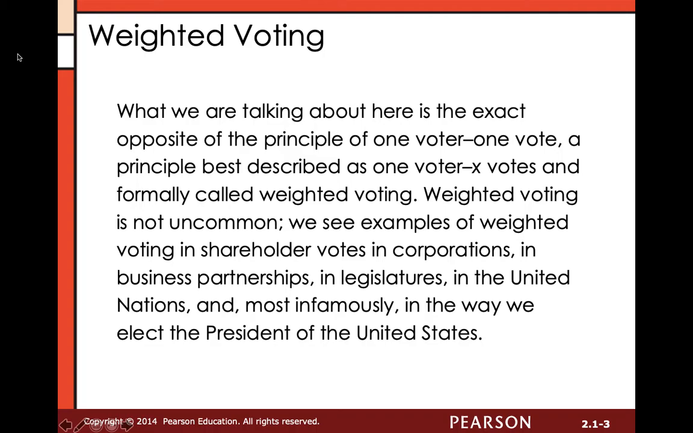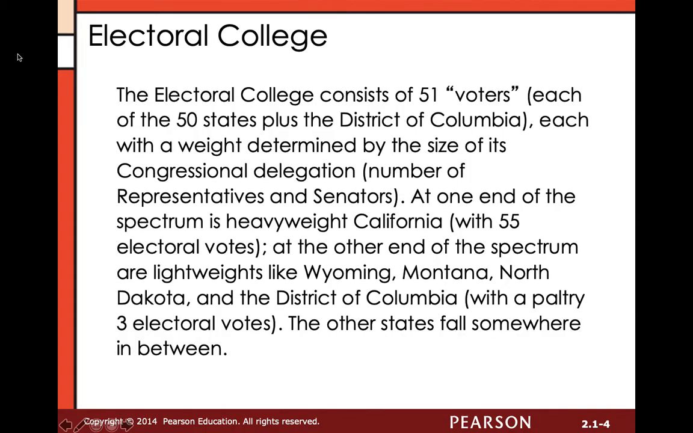So what we're talking about here is the exact opposite of the principle of one voter, one vote. A principle that's usually described as voter X gets X votes, and what's called weighted voting. So weighted voting is actually not all that uncommon. We actually see it all the time in shareholder votes with corporations, business partnerships, legislatures, the United Nations, and probably the most infamous is the way we elect the President of the United States, also known as the Electoral College.